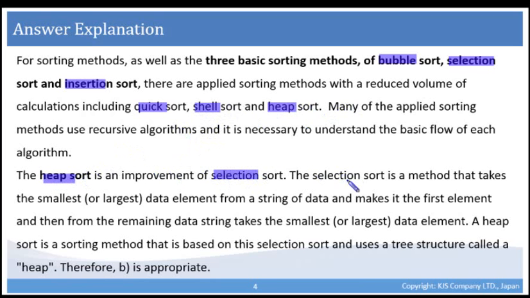The selection sort is a method that takes the smallest or largest data element from a string of data and makes it the first element, and then from the remaining data string takes the smallest or largest data element and continues this recursive process. A heap sorting method is based on this selection sort, but uses a tree structure called a heap. Therefore B is the appropriate answer.